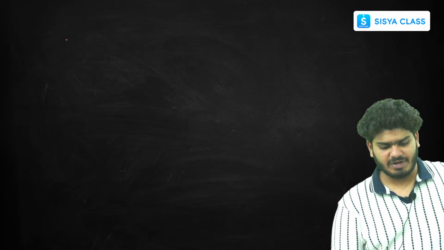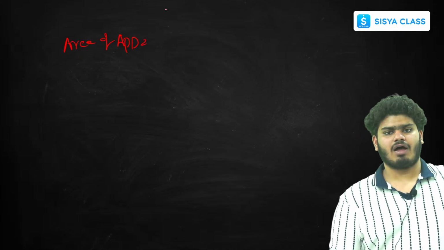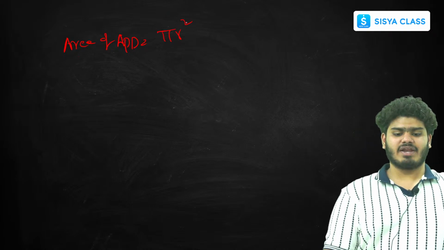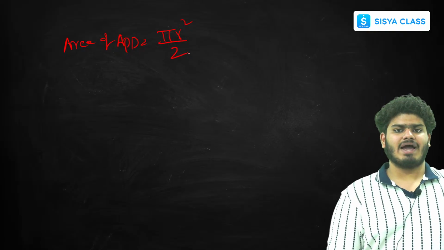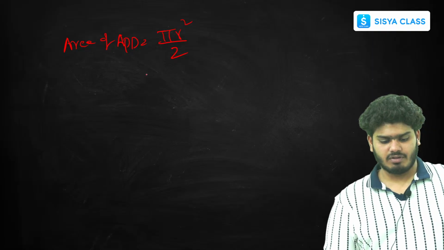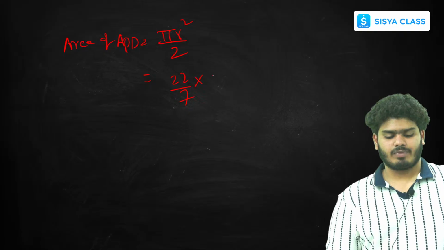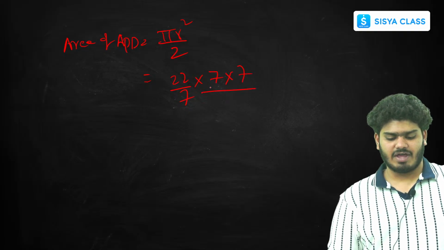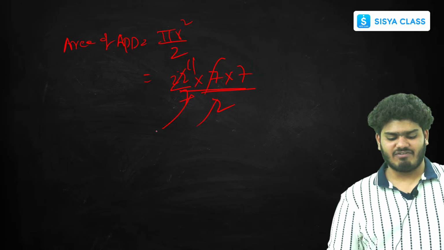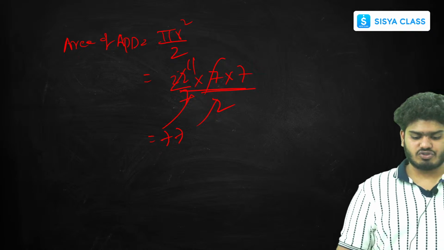So first, let's do the area of APD. What is it? Pi r square by 2, since it is the area of a semicircle, half of the circle area. Pi r square by 2, right? So next, pi value 22/7 into r square, that is 7 into 7 divided by 2. So 7 gets cancelled, it will be 11, which equals 77. So the large semicircle area we got is 77. Okay, very good. So next let's see.